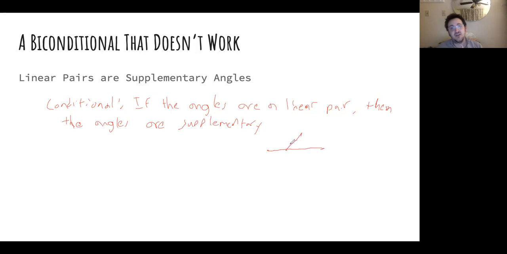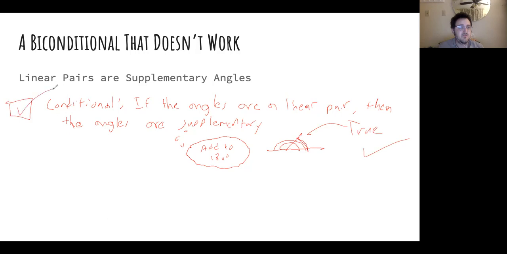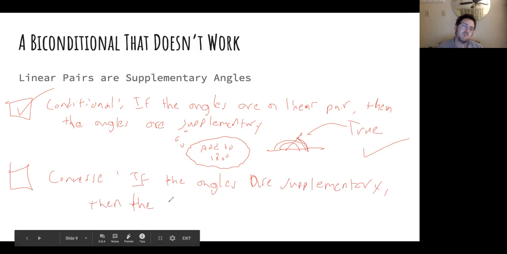So I'm just going to draw a linear pair and note that supplementary means, and I'm just going to make a thought cloud here for what your thinking should look like, that they add to 180 degrees, and that is true. So far, so good. Now, let's look at the converse. So this would be if the angles are supplementary, then the angles are a linear pair. And let's actually draw this.